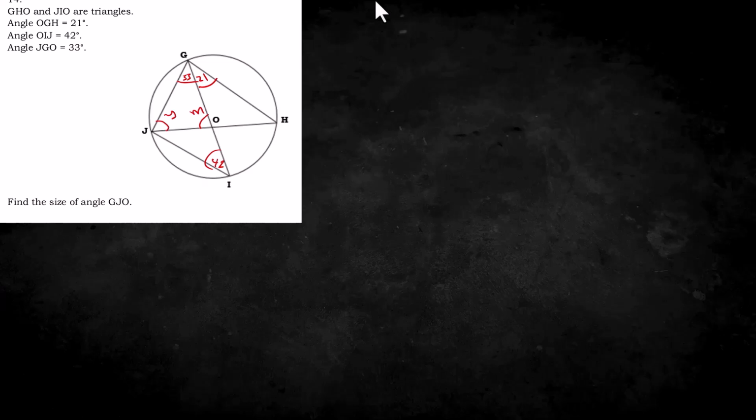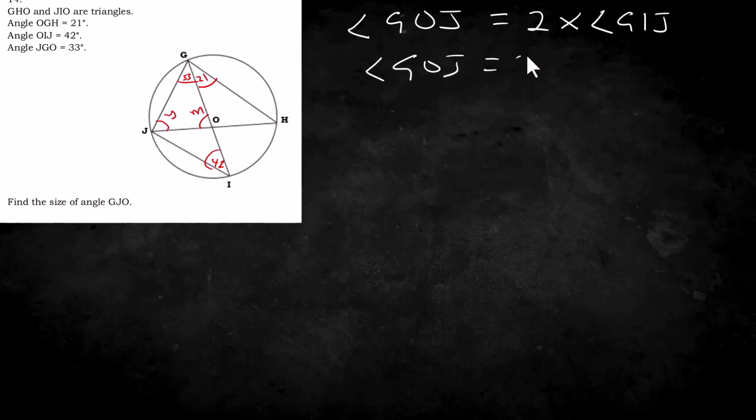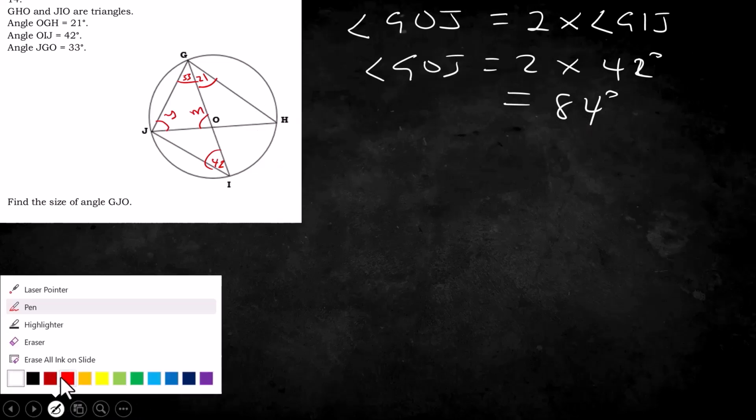To find angle GOJ, that is M, it is 2 times angle GIJ, or OIJ. So angle GOJ is 2 times 42. That will be 84. So this side M is 84. You have this side as 84.